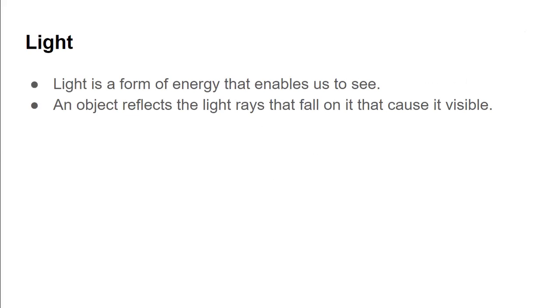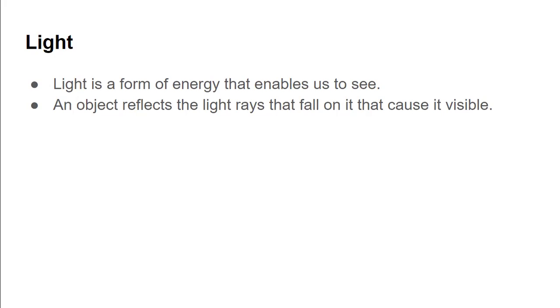Light is called a form of energy. We already know the meaning of energy: energy means the capacity of doing work, the ability of doing work. Now we are telling that light is a form of energy, meaning light also has the capacity of doing work. That's why we call light a form of energy.